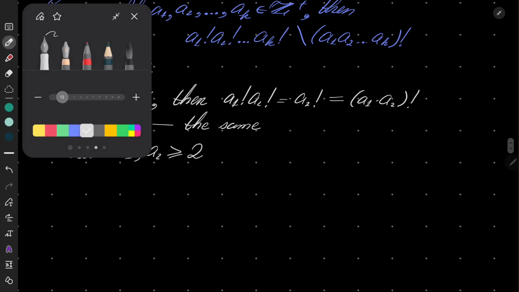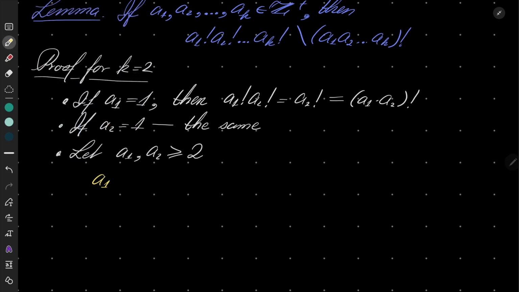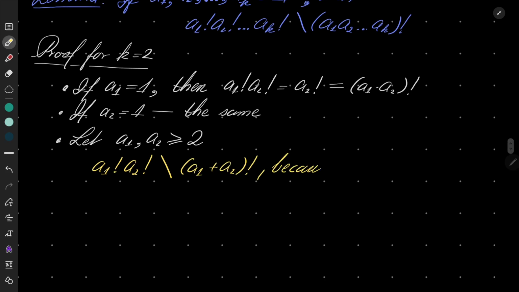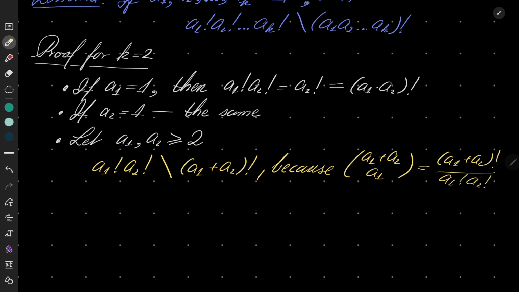Notice the following. a1 factorial, a2 factorial divides a1 plus a2 factorial. How do I know that? Well, because a1 plus a2 choose a1 is just a1 plus a2 factorial over a1 factorial, a2 factorial. And we know that this binomial coefficient has combinatorial meaning, and this is an integer. So the right-hand side is an integer as well.